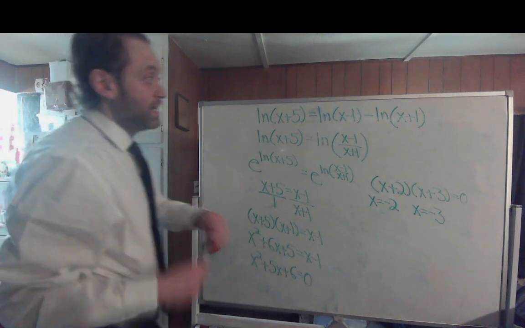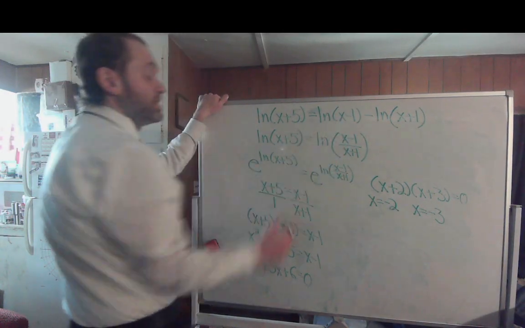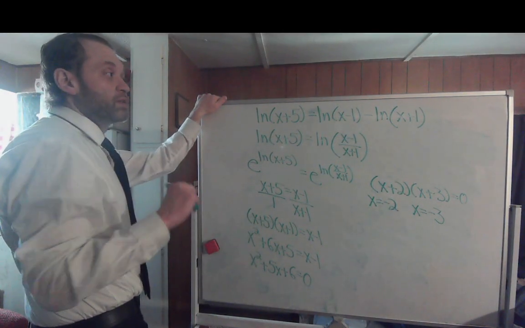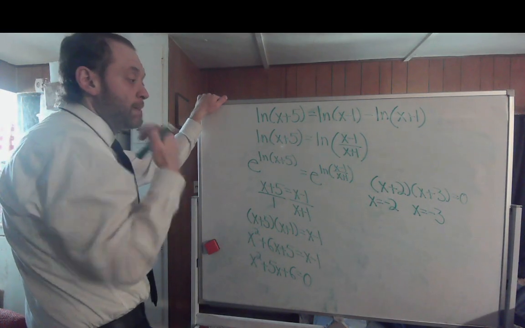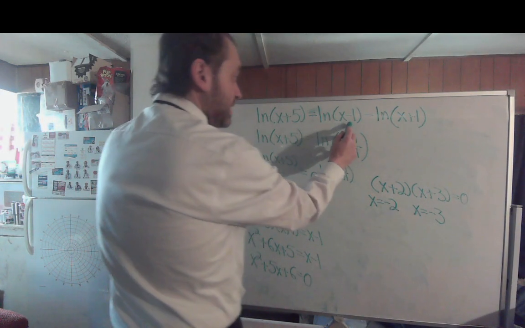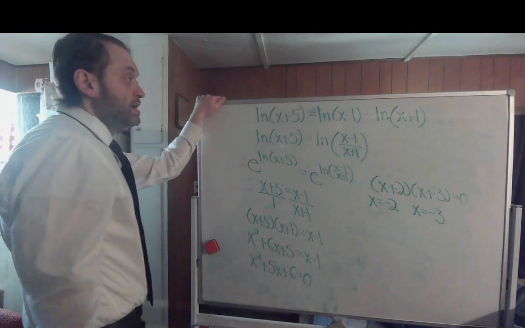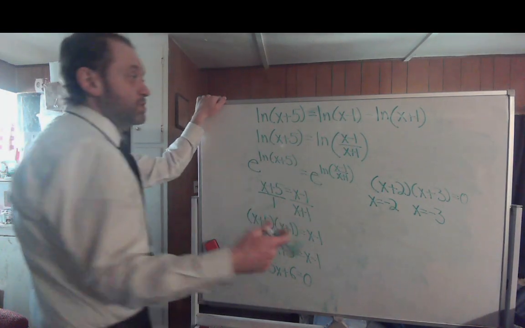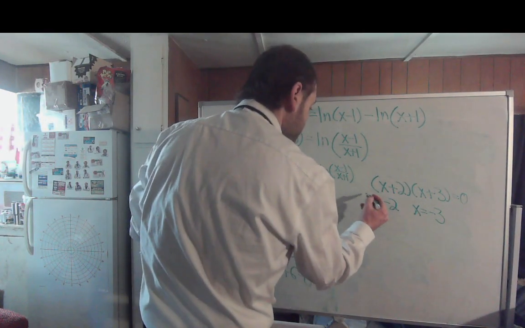So let's put in negative 2. Well, let's hold it right there. If it doesn't work for even one of the terms, it doesn't work for the whole thing. So negative 2 minus 1 is what? That's negative 3. The log of a negative number doesn't work. So we got to discard negative 2.